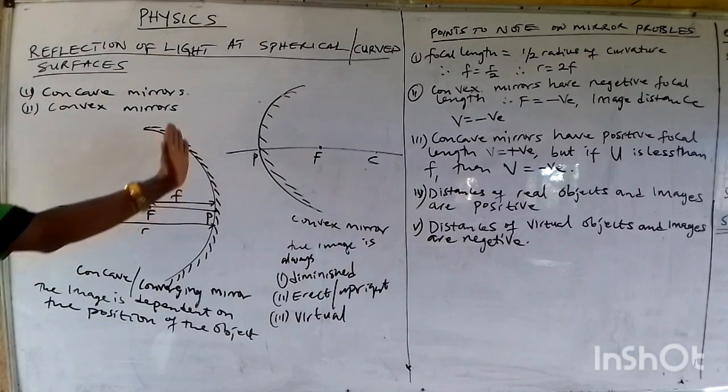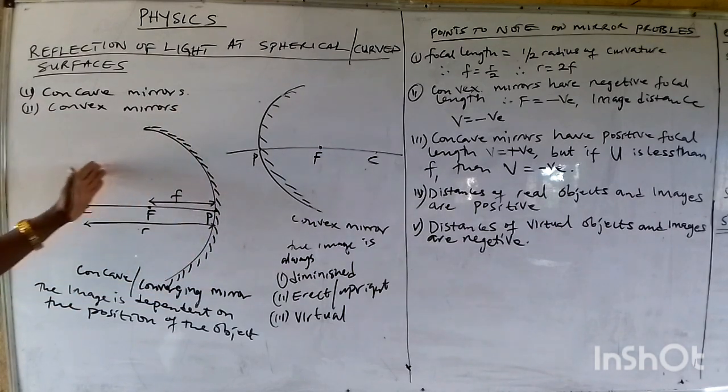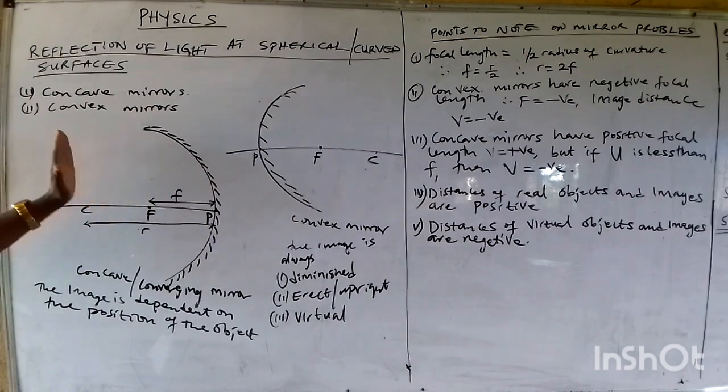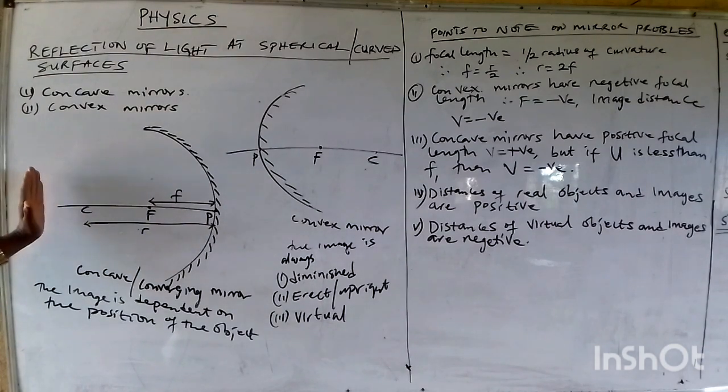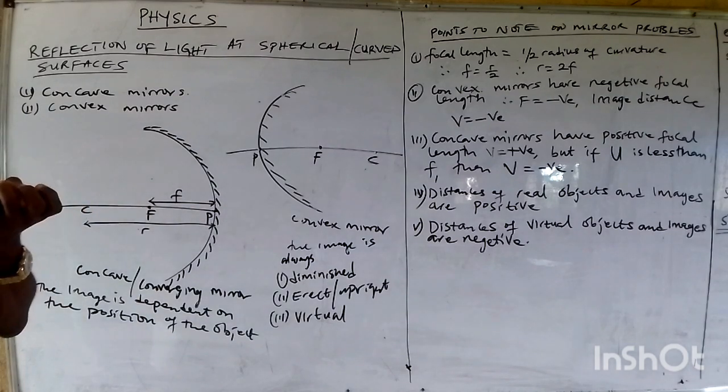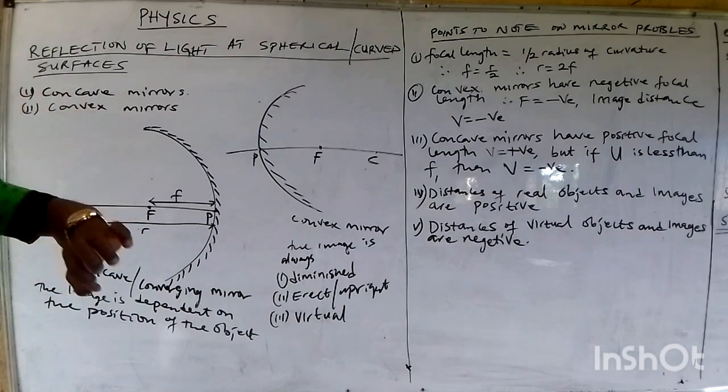It is real because, of course, this is the back of the mirror, this is the front, this is the reflective surface, which is the front of the mirror. The image is formed in front here. So if the object is placed beyond C, we will get a diminished, real, and inverted image.